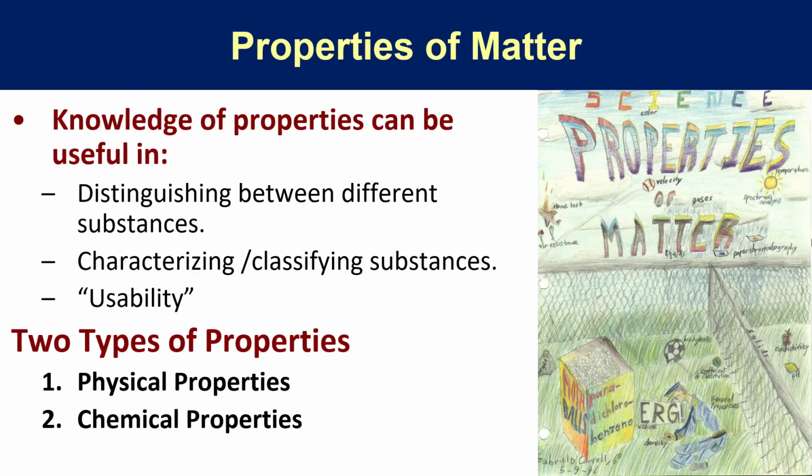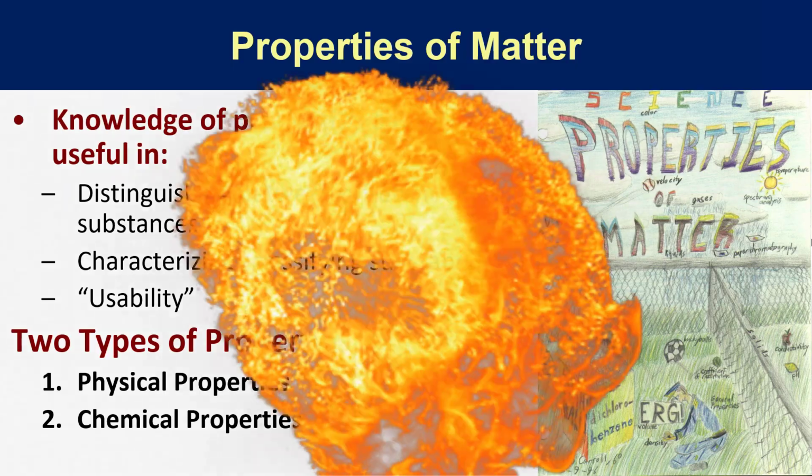What do we do with those? Well, properties are really nice to distinguish between different substances because if you know the properties of something, you can do a little detective work and see what substance matches those. They're also nice to characterize or classify different substances. For instance, we know the properties of metals, and if something exhibits those properties, it falls into that category. And of course, as I said before, there is usability. You want to make sure that if something is flammable, you don't use it to put out a fire.